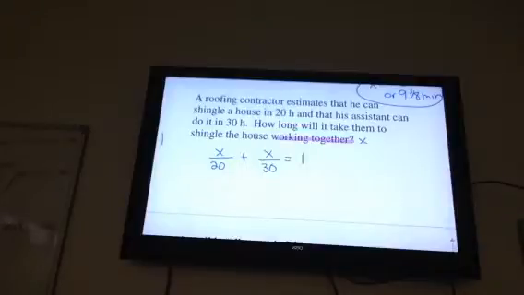Okay, my LCD, 30, no, 60, yes. So every term times 60. On the first one, my 20 cancels, divides into 60 3 times. 3 times x is 3x. Plus 30 cancels, divides into 60 twice. 2 times x is 2x. Equals 1 times 60 is 60.